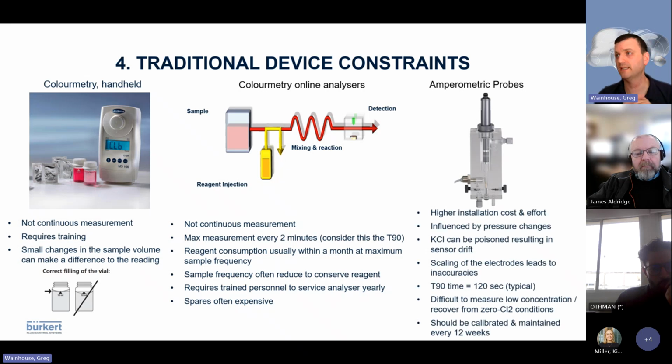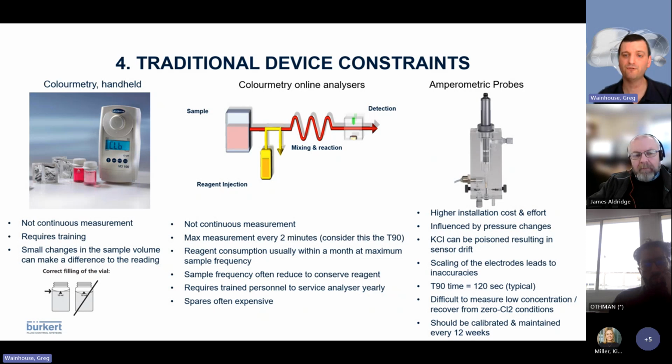Now, with amperometric probes, they are by no means perfect. Far from it. As a supplier of amperometric probes like the Type A232, we understand the challenges behind these. Things like higher installation costs and effort, for example, because you've got to have the manifold, the sample line, the inputs, the outputs. There is also a settling-in time for these amperometric probes traditionally, and they can also be influenced by things like pressure changes. So you have to consider those and make sure that you compensate for those as much as possible.